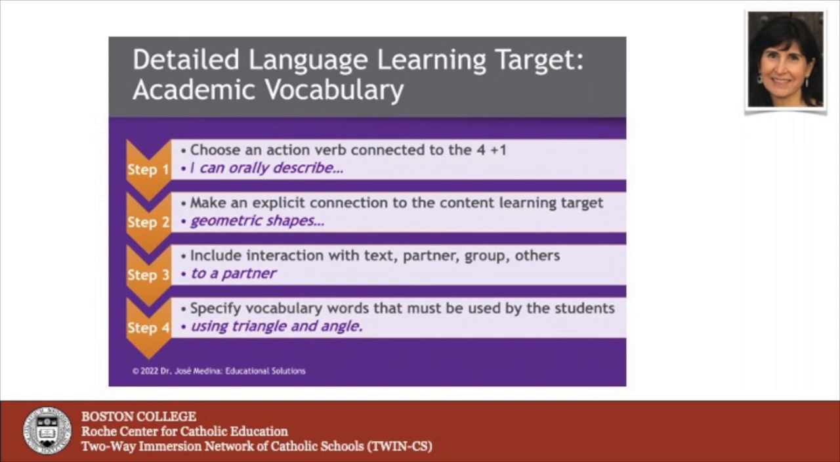But finally, we could say as step 4, using triangle and angle, using the specific terms, for example. So you can actually include the specific new words that they will use while they're orally talking to each other, or the language function that is key for them to be able to express the content. This is the case, for example, with compare and contrast, inferring. There are specific language functions that you need to use for those cognitive processes, so you could also include them at this point as part of the learning target.